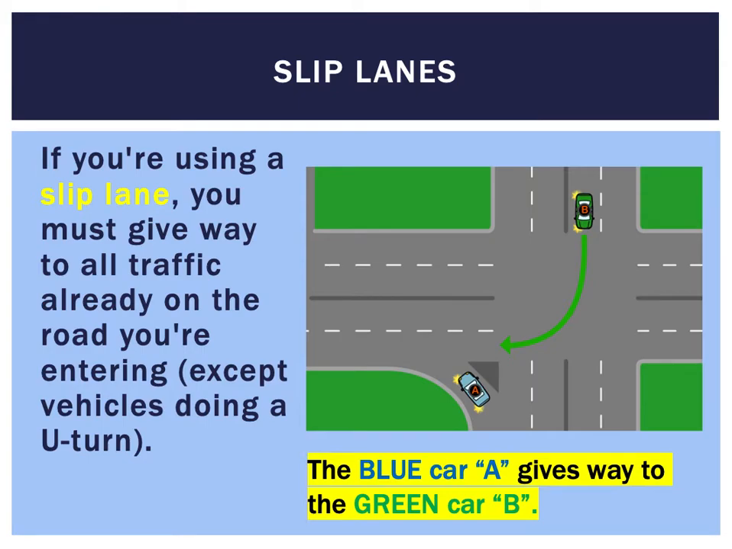Slip lanes. If you're using a slip lane, you must give way to all traffic already on the road you're entering, except vehicles doing a U-turn. The blue car A gives way to the green car B.